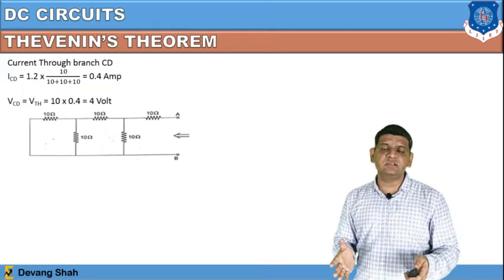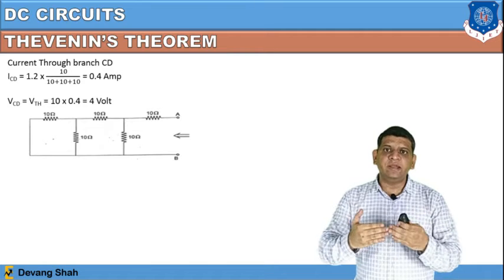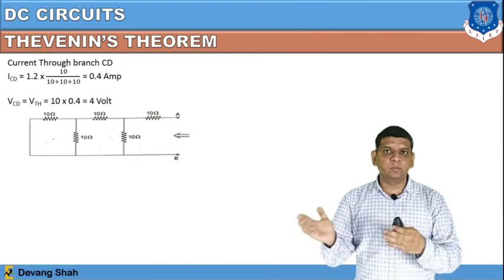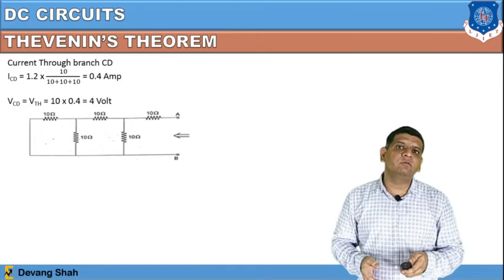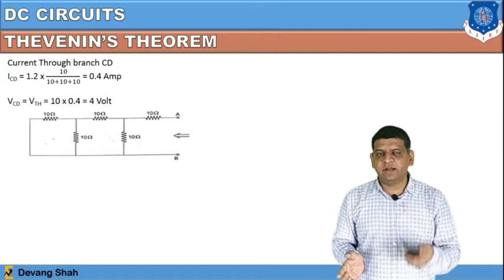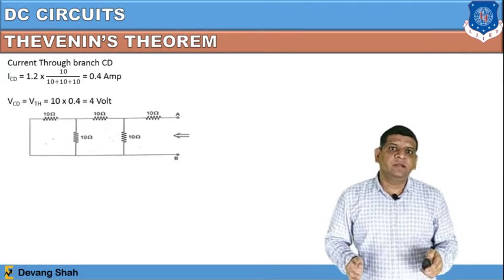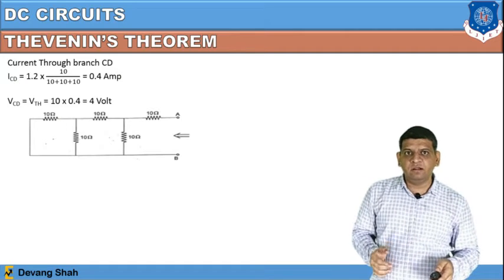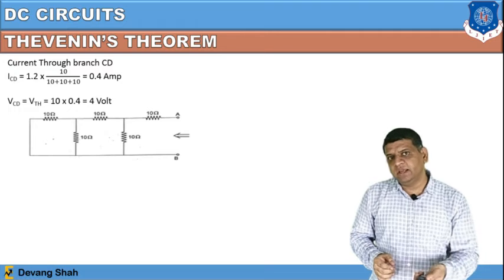Now RTH is step number 3, where you need to find RTH, where all voltage sources you make short. Once you make it short, it becomes 0. So in this particular network, you can see 20 volt, you have to make it short, right? So from this side you can find your RTH: 10 and 10 ohm resistances are in parallel, in series with the 10, and again in parallel with 10, and again in series with 10.